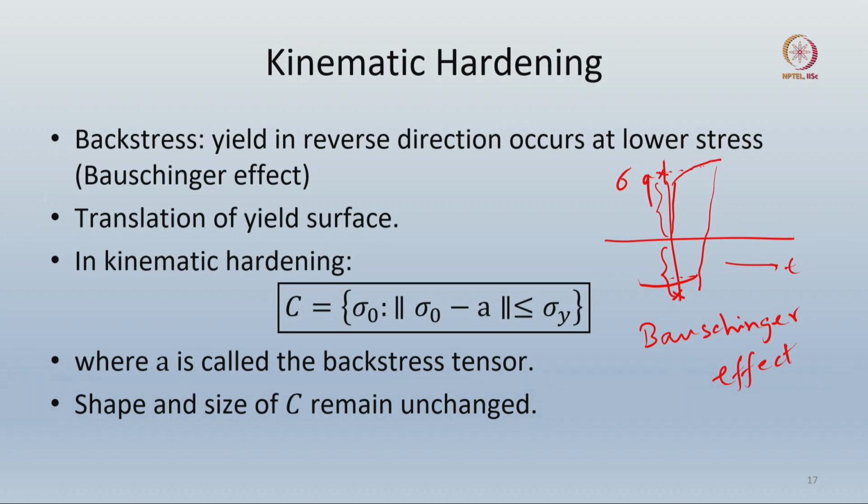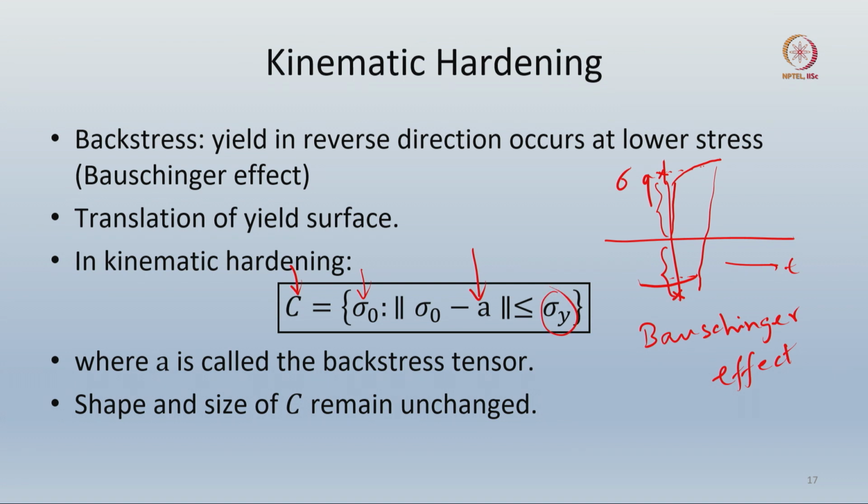So, in kinematic hardening, the center gets translated from 0 to some stress A, the center of the yield, the center of the stress space. Other than that, everything is the same. So, now the set C, the set of all admissible stresses, will be all deviatoric stresses sigma 0 such that the norm of sigma 0 minus that stress A is less than or equal to sigma y.